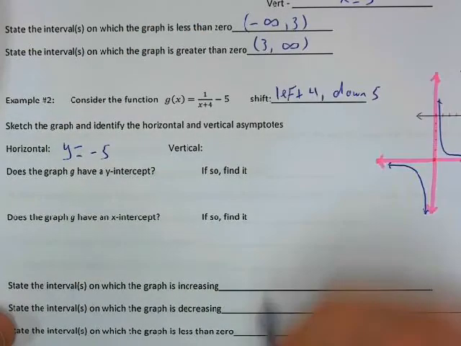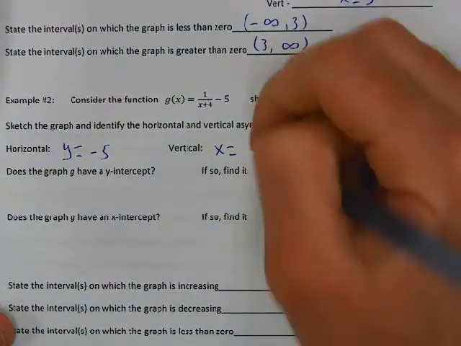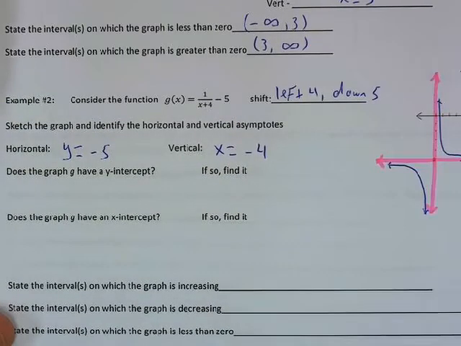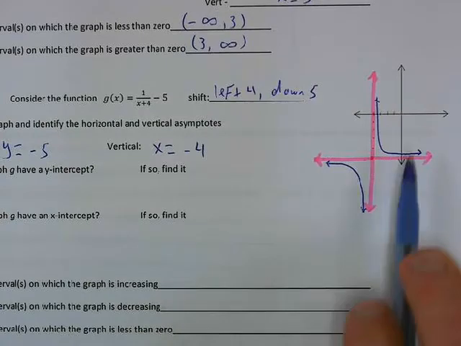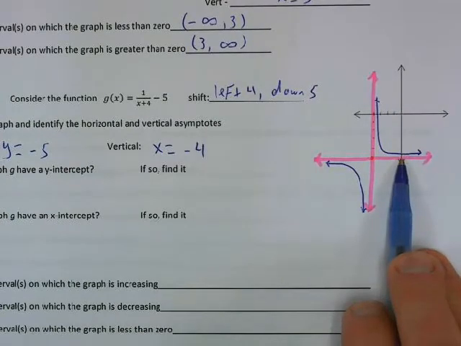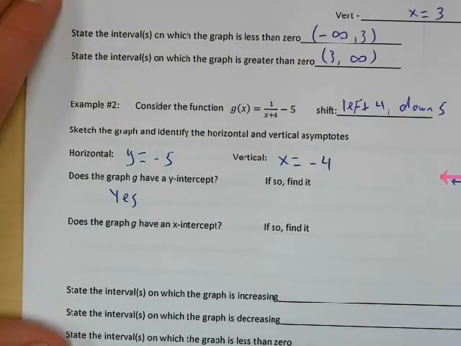Our vertical asymptote is always x equals what? And our shift, we move to the left 4, so it's x equals -4. Everywhere on this line, x equals -4. Does the graph have a y-intercept? Sure, we hit the y-axis right there. We can see it's just a little bit above our asymptote, so it would be a little bit bigger than -5. So yes, it does have one. And then it wants us to find it.